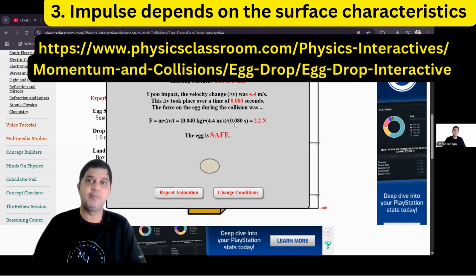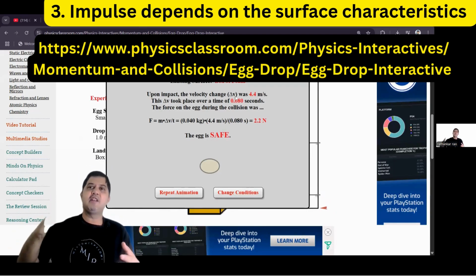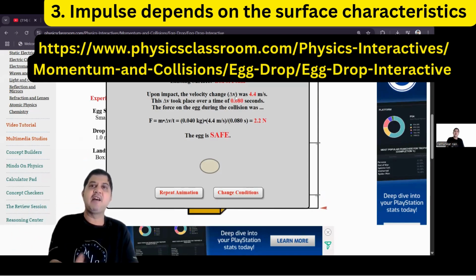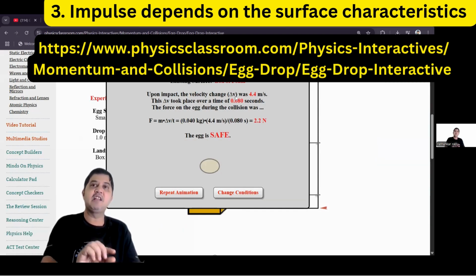So why was this 2.2 Newton? The reason is the change in velocity. See, the change in velocity is not what you compute from the drop point to the point where it is about to reach the surface. The change in velocity you need to calculate is from the point where it is about to reach the surface to the point when it comes to rest. That small thing is what you need to calculate, and the time interval is also that small time interval.